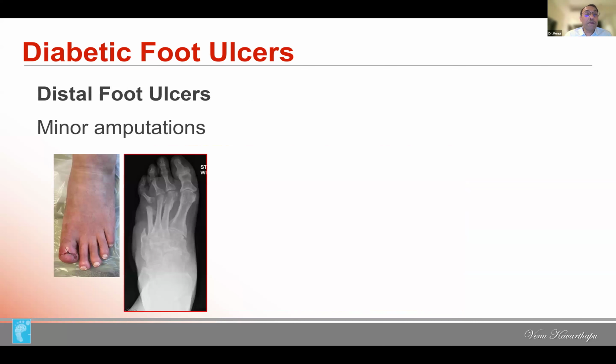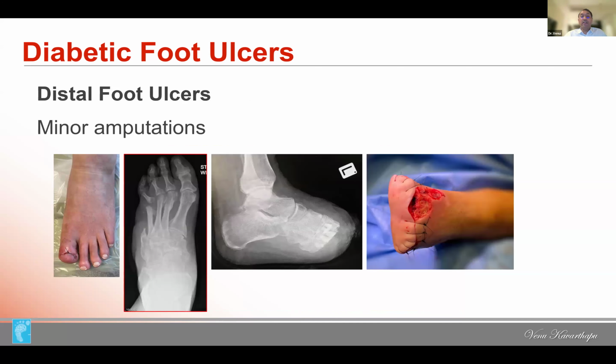And even when you perform minor amputations, as orthopedic surgeons, we should be aware of the associated deformities that need to be corrected there and then, or even to prevent deformity. When we do a transmetatarsal amputation, the risk of equinus contracture is very high. So we very routinely do tendon balancing procedures at that same time.